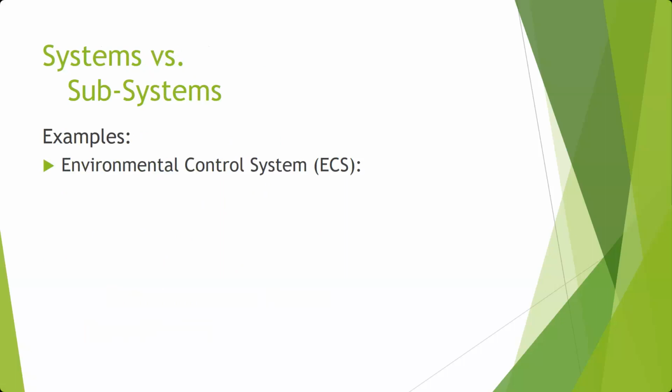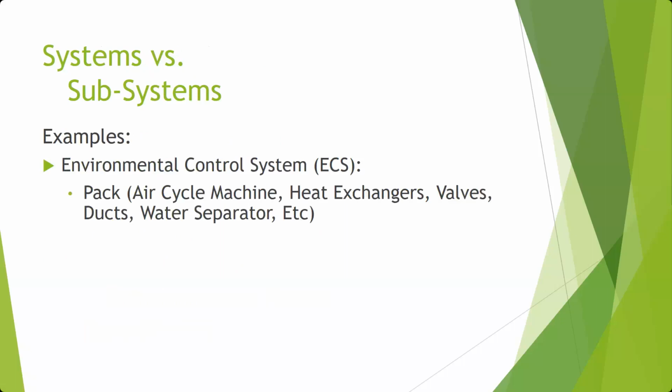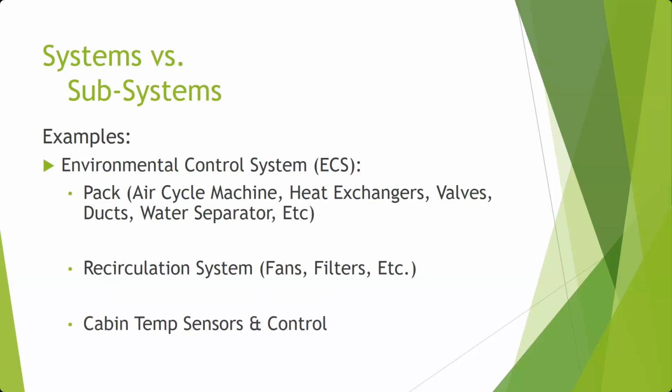So if I say environmental control system, we just kind of talked about that a little bit, right? The example I have here, pack, which is an air cycle machine. This pack is made up of components: air cycle machine, heat exchangers, valves, ducts, water separator. That's a cooling pack. Takes hot air, makes cold air. We have recirculation as part of that, fans, filters, duct work.